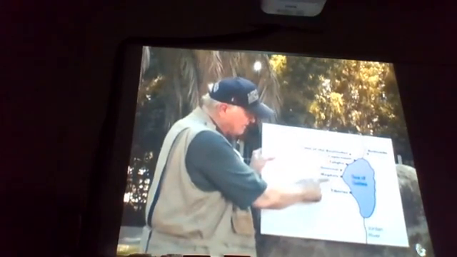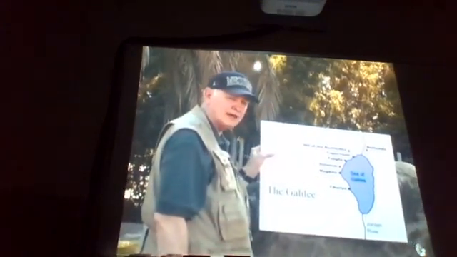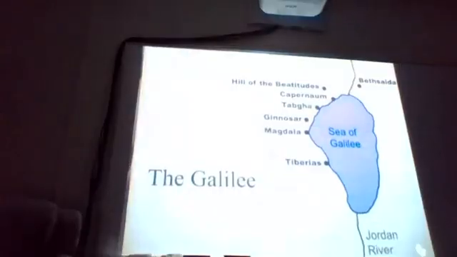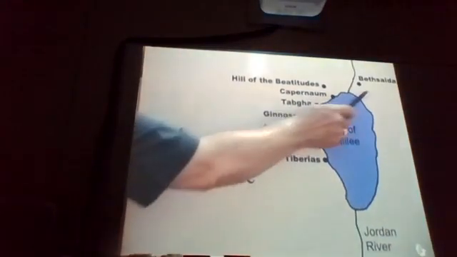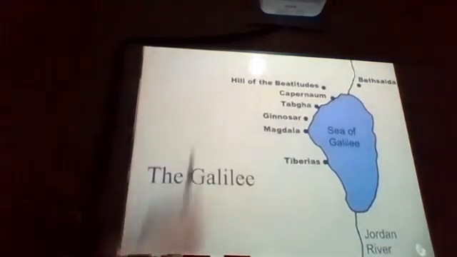Okay, let's take another look at our map. We started here at Tiberias. Our first stop was at Magdala. We're now at Kibbutz Gunn, and we're ready now to start heading east along the north shore of the Sea of Galilee to visit some of the most important sites that relate to the ministry of Jesus. They are Tabgha, Capernaum, Bethsaida, and the Hill of the Beatitudes. Our first stop will be here at Tabgha.